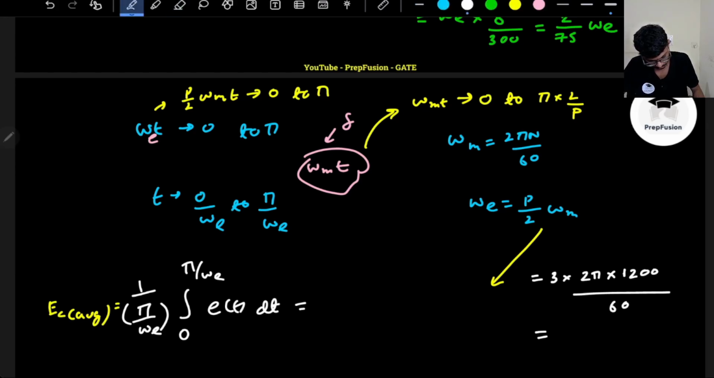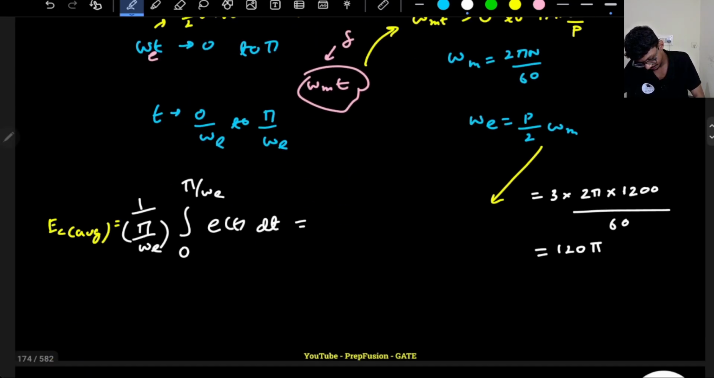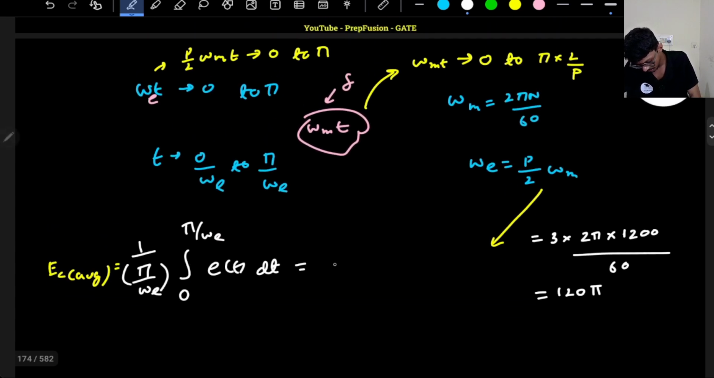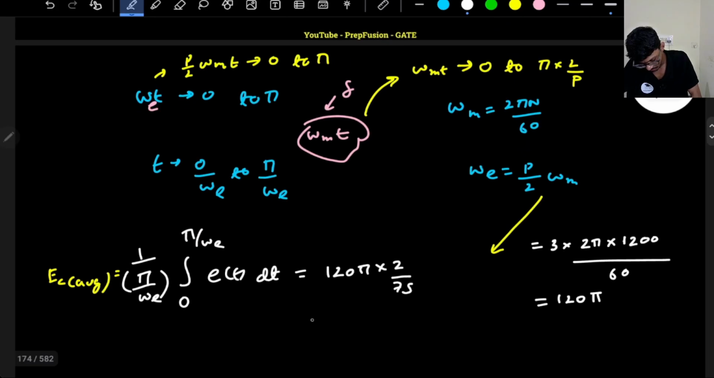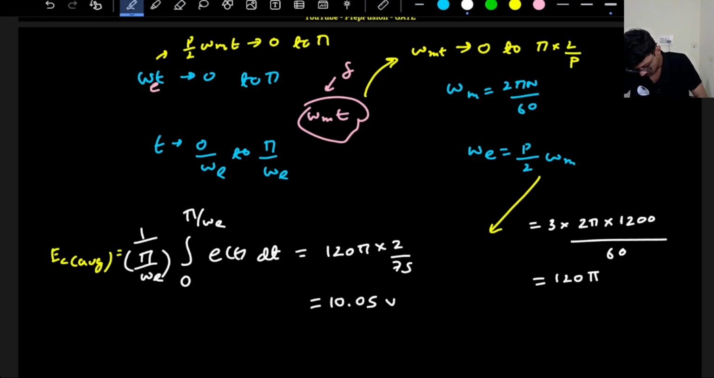So 20 into 2 into 20 into 2 into 3. So this comes out to be 120 pi. So this will be basically 120 pi into 2 by 75. So this comes out to be 10.05 volts. Correct? Okay. So this will be my EC average.